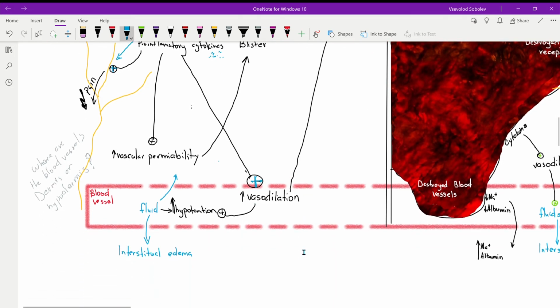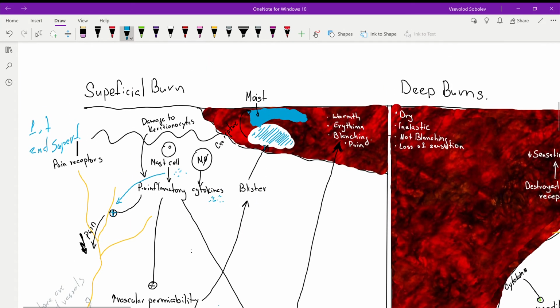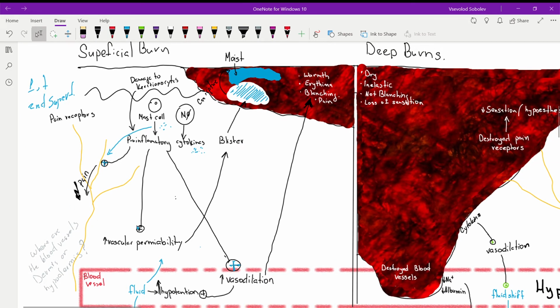So that's the whole pathophysiology with superficial burns, and they're treated mostly at home. They don't really have to go into acute care with this type of burns. They can be treated at home with different creams, different dressings that can be changed only once a day or even once in 12 days, depending on the agent.